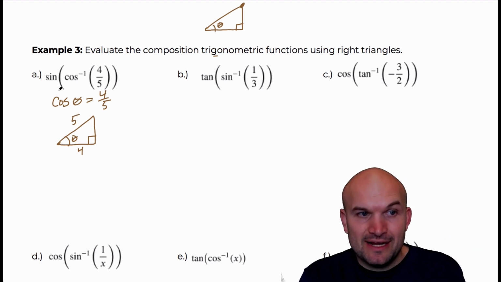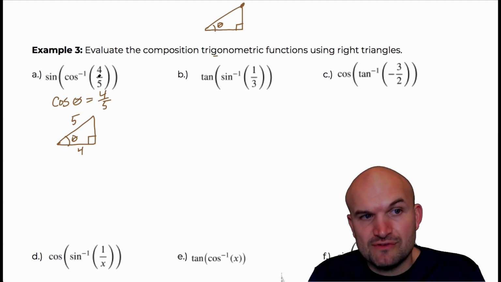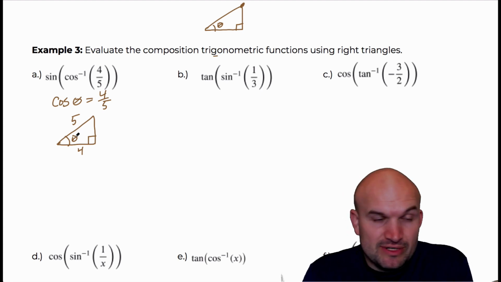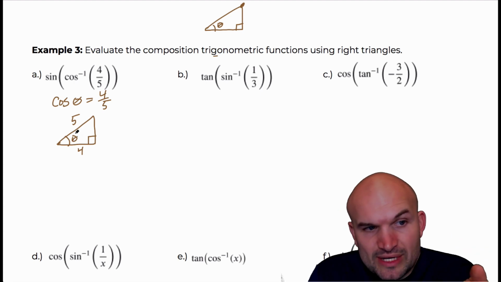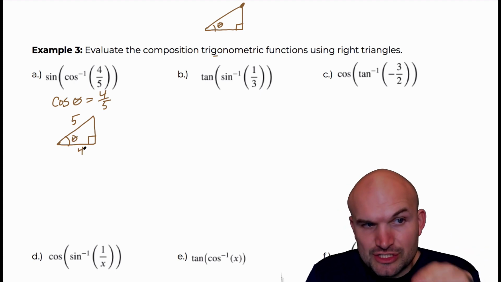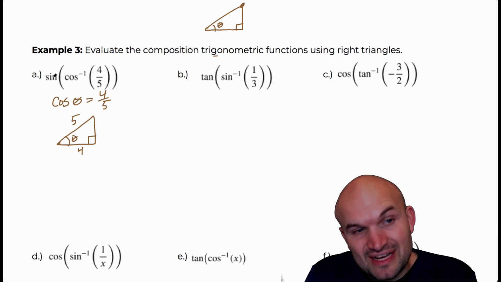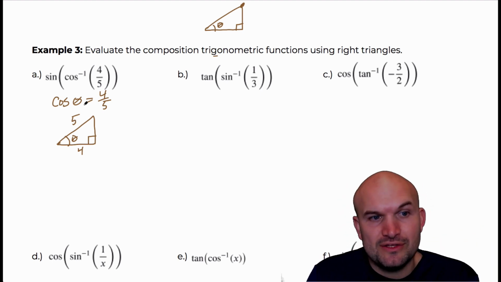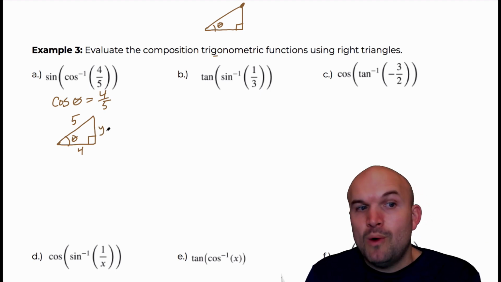Now it's basically saying, find the sine of whatever that angle is. So when you do cosine inverse of 4/5, you're getting some angle, right? We don't know what that angle's value is, but we know that that is the angle with the relationship of cosine of 4/5. Now it's asking us to find the sine of that angle. So therefore, I need to figure out what this opposite side is. Let's just call this y in this case.